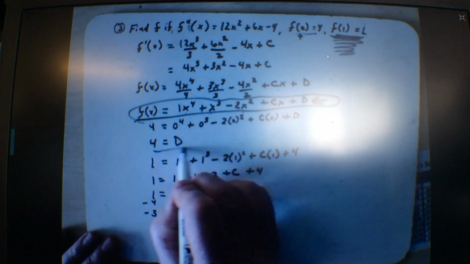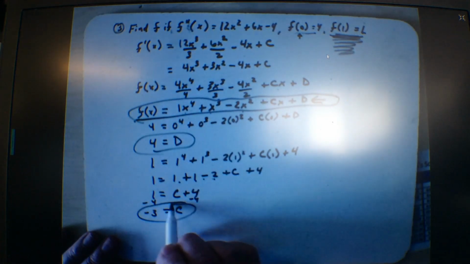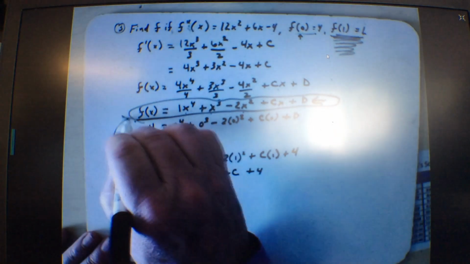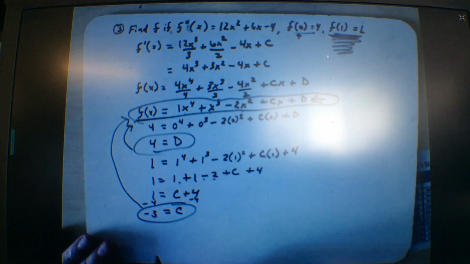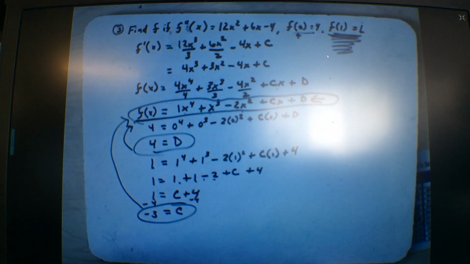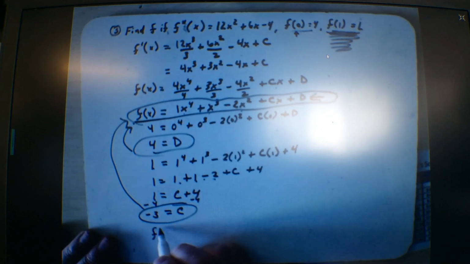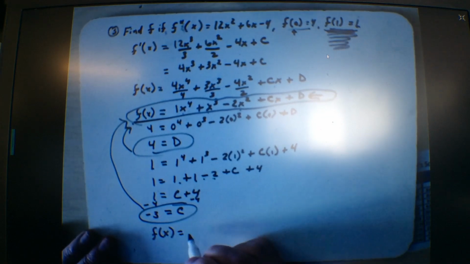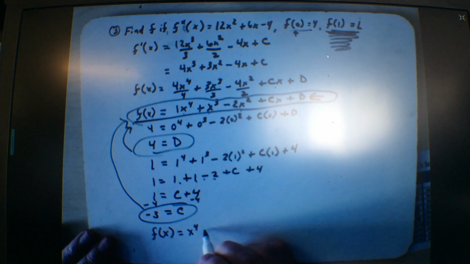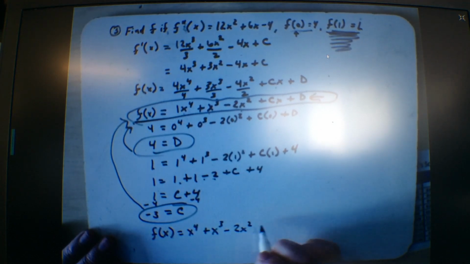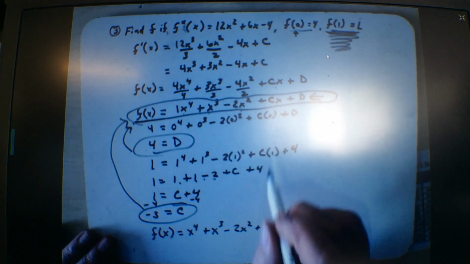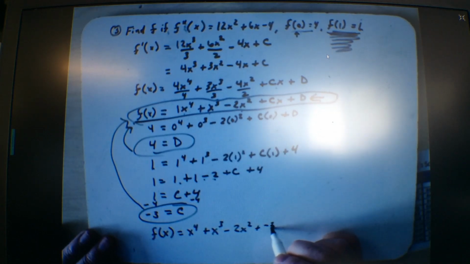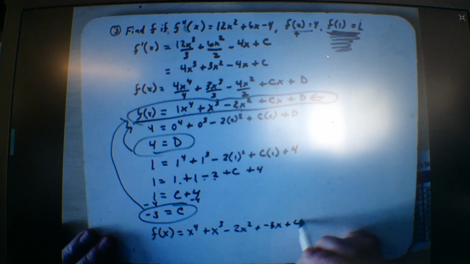All right, so now I know d, and now I know c. So I can put them both back into the original. Wait, you got c equals what? Negative 3. Is that what you got? Yes. Okay. So I have f of x equals x to the 4th plus x to the 3rd minus 2x squared plus, remember that c is negative 3, negative 3x plus 4.